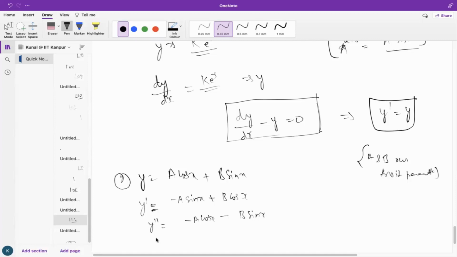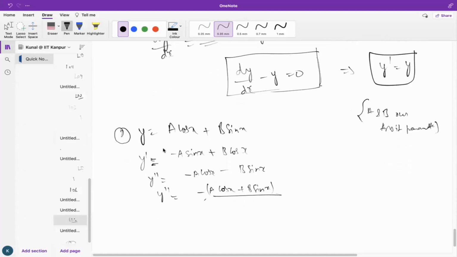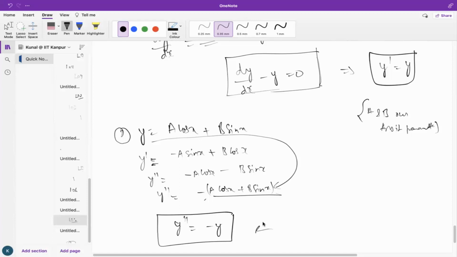Look at here, what you will get from here, y double dash is equal to minus, if you take common, a cos x plus b sin x. And it is same as what is y is written here. Look at here. This is our y and this is actually same. So what you can write? Y double dash is equal to minus y. This is our differential equation. Take care. So these are actually something that we have to learn.